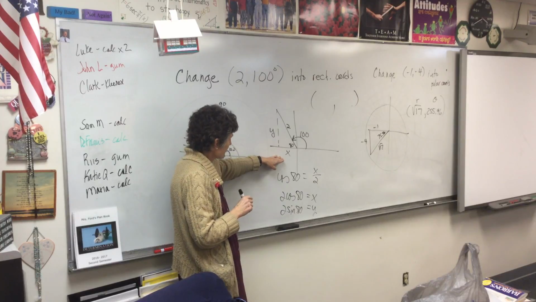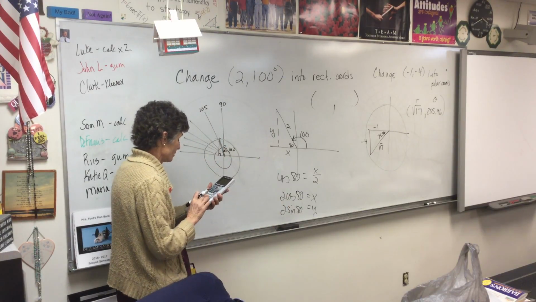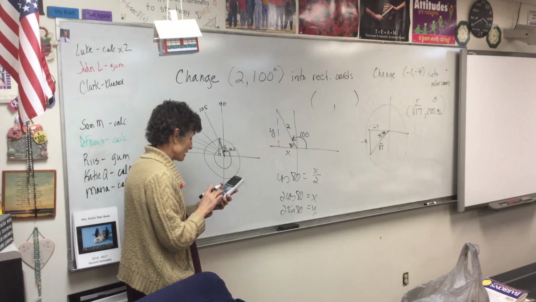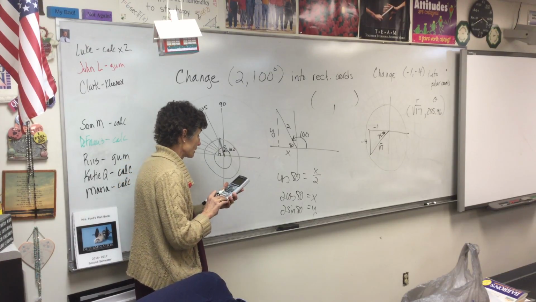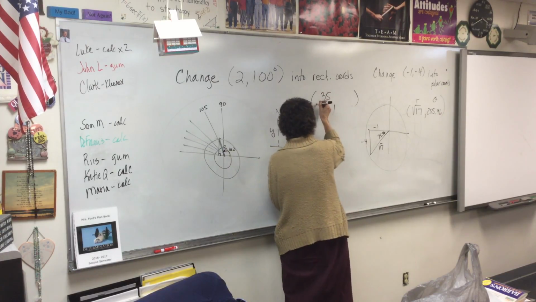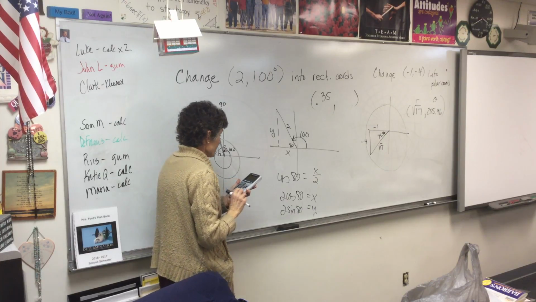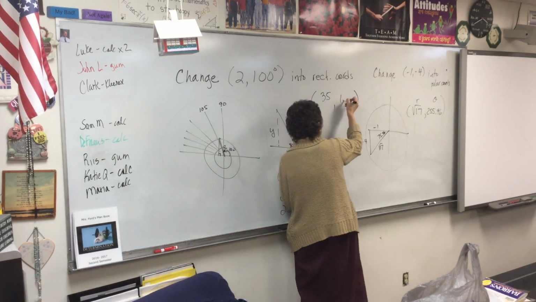All right, so cosine 80, x over 2. So I can get that answer has to end up being negative though. I gotta make it negative because why? Because x is negative in that quadrant, so it'd be -0.35. And this is 1.97.